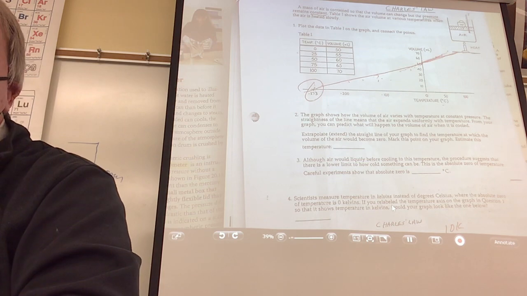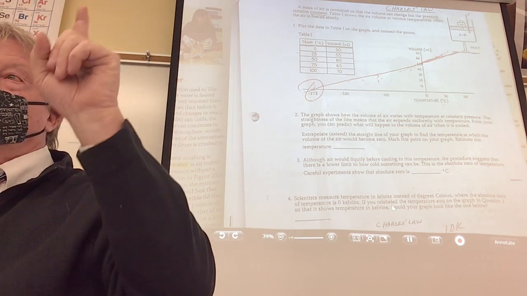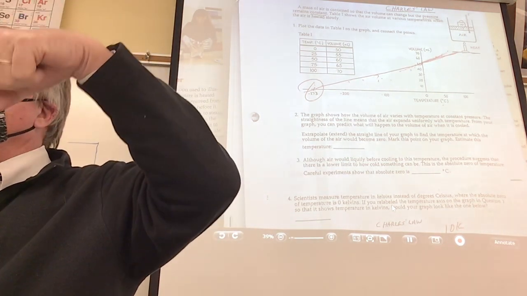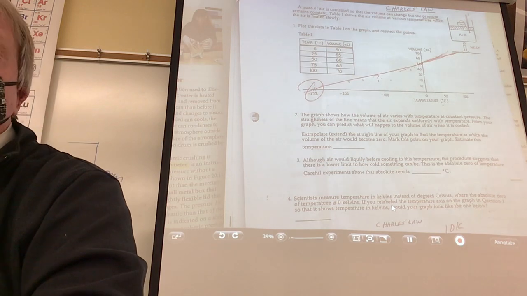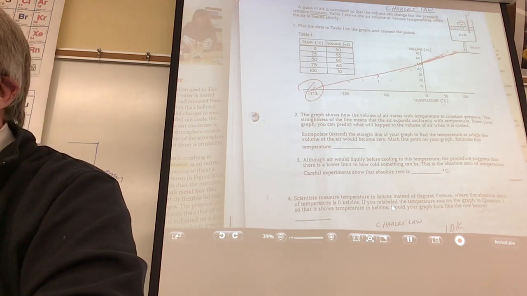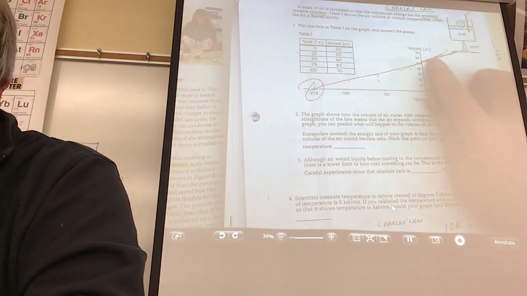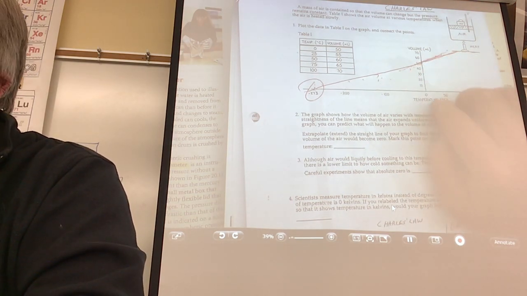Inverse or direct? Here, this is direct. You go up, I go up. You go down, I go down. There's inverse. See that? So what was the relationship between temperature and volume? Direct. Now, this, though, is not a direct proportionality because it doesn't go through 0, 0.